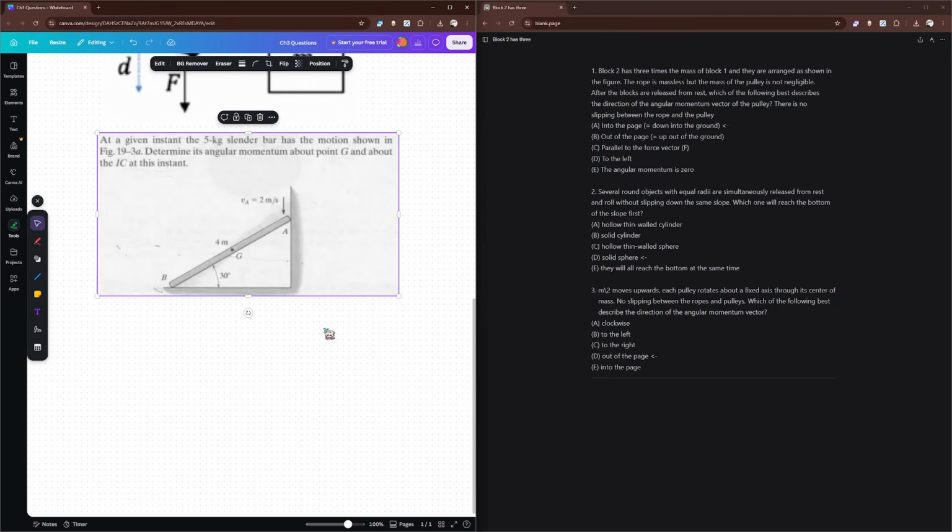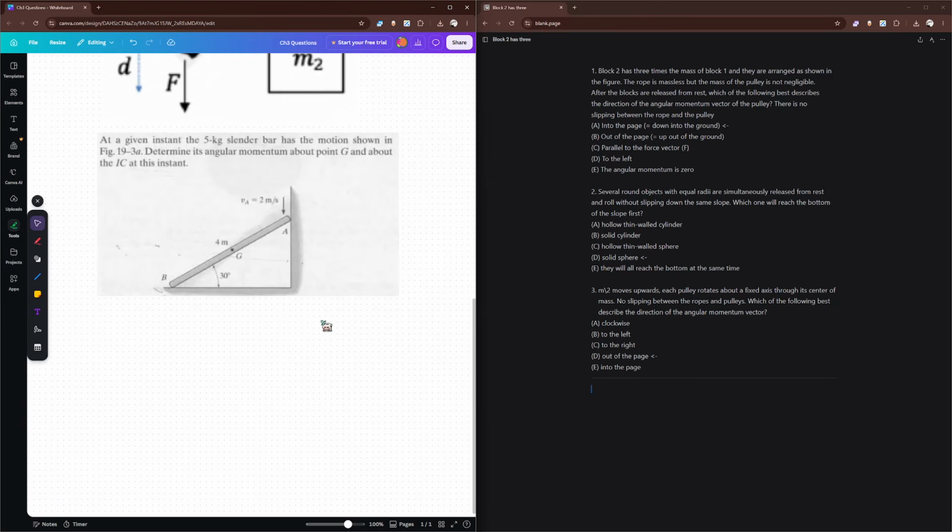So the IC is not in this diagram, so we don't need to do that. So I guess there was another diagram. We're only worried about the angular momentum about point G. So that's great. Anyways, so we know we have a velocity at A, 2 meters per second. We have the length of the rod, 4 meters, and an angle of 30 degrees.